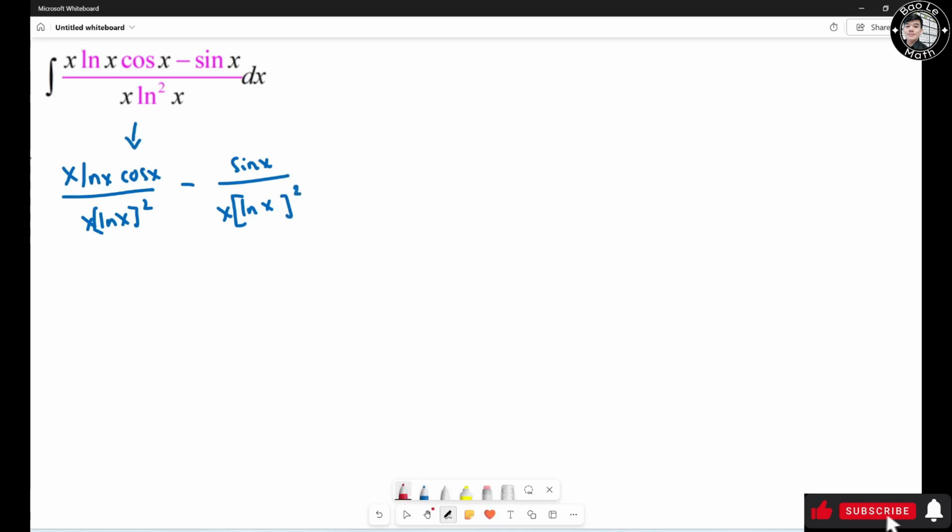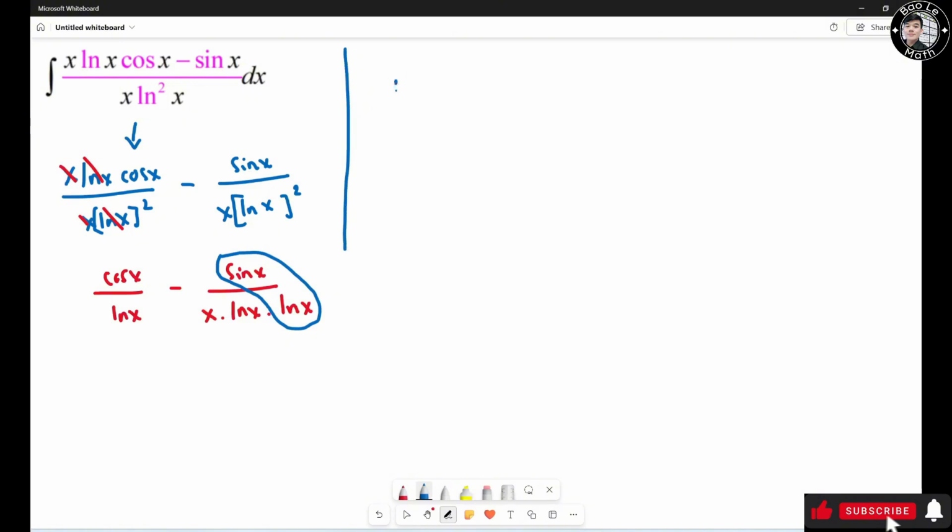Now, we're going to simplify this one. s and s cancel out. Natural log of s cancels out. So we have cosine s over natural log of s minus sin s over s times natural log of s times natural log of s, right? Now, we're going to let u equal this one.